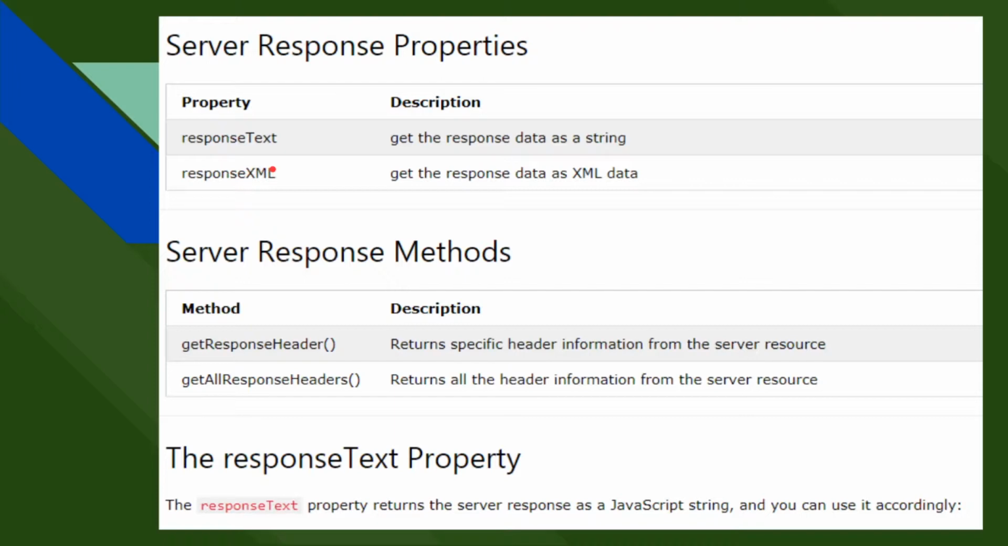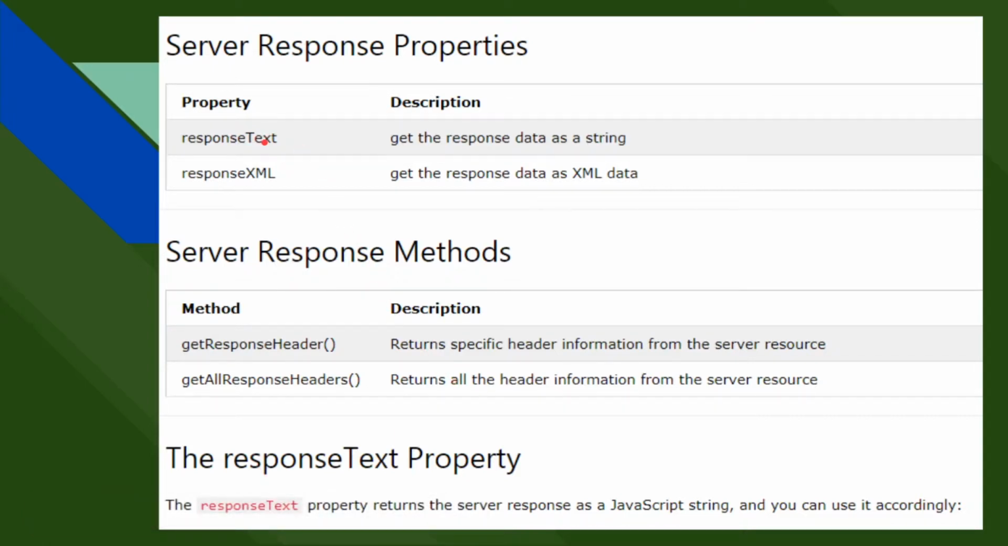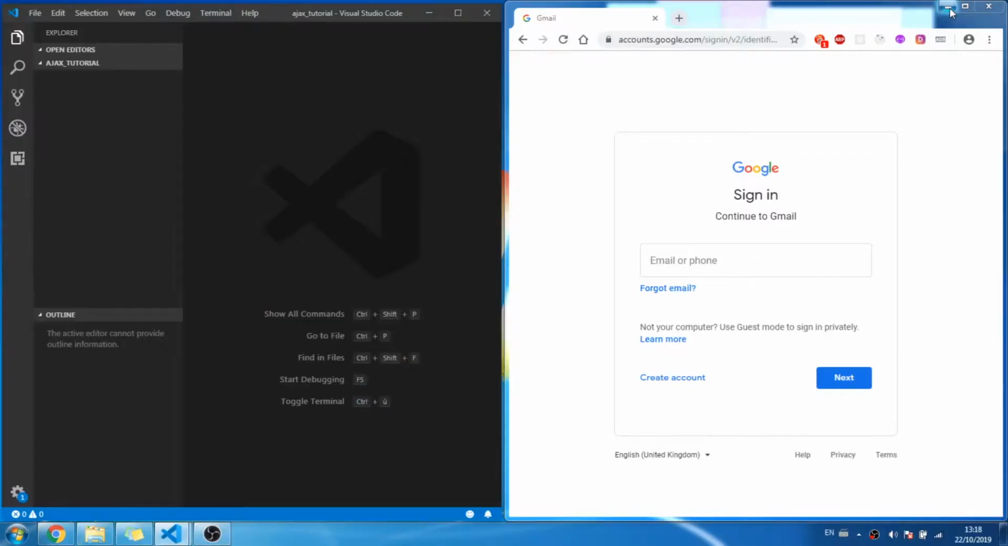The server also has some methods: getResponseHeader and getAllResponseHeaders. Mostly we're going to use only this one, but here are some more methods if you want. The responseText, which is the property here, returns the server response as a JavaScript string, and you can use it accordingly.